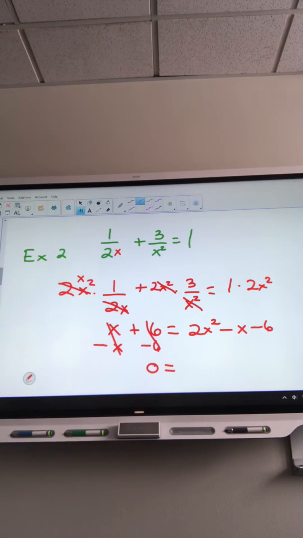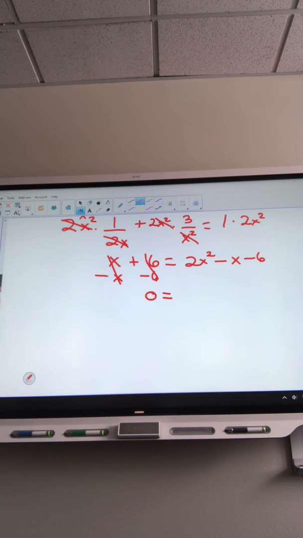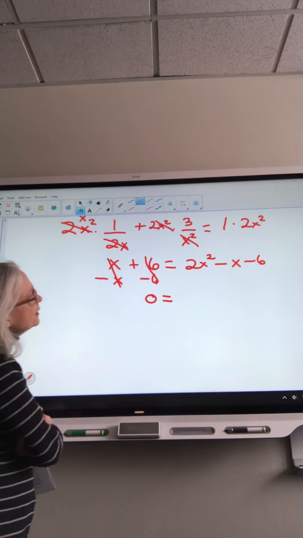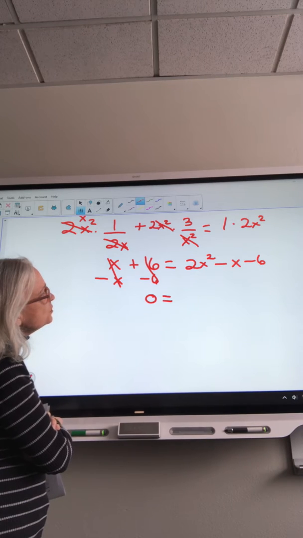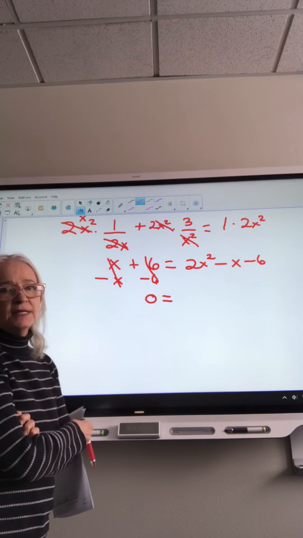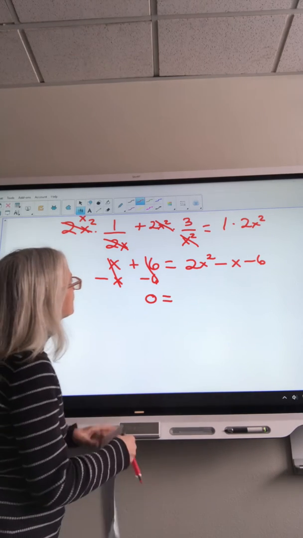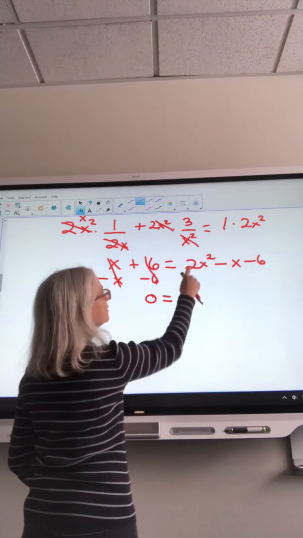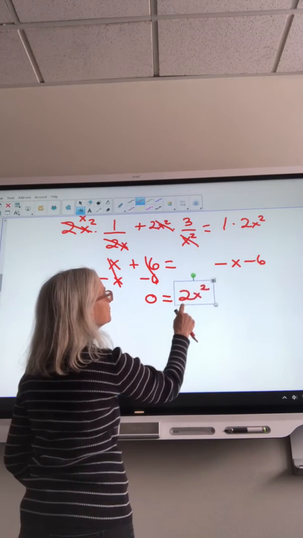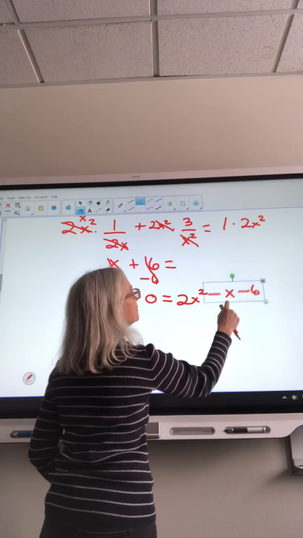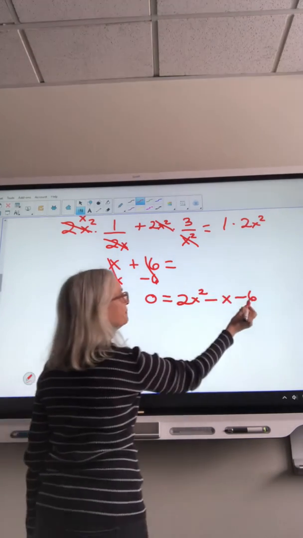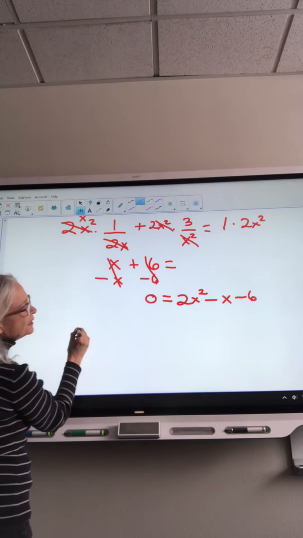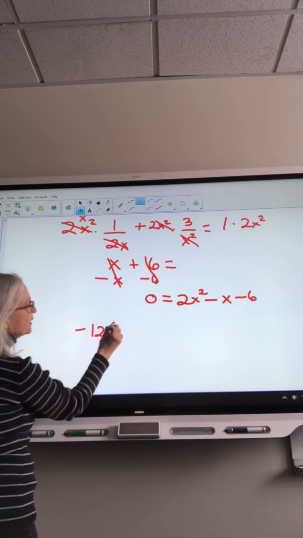So now we're going to factor. To begin with, we would start by multiplying 2x squared times a negative 6. So 2x squared minus 6 would give me a negative 12x squared.